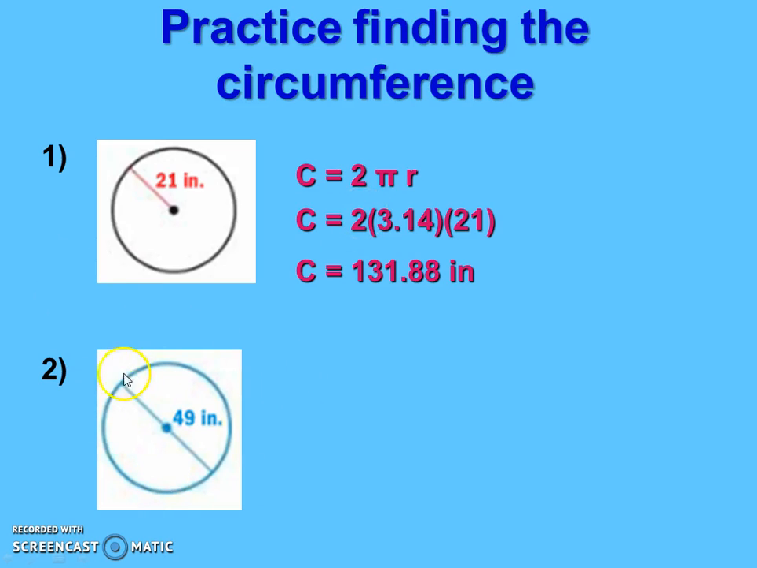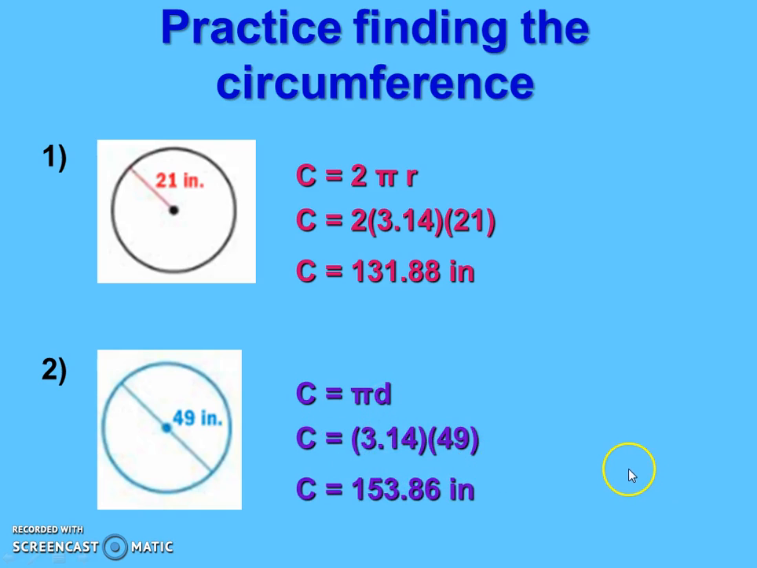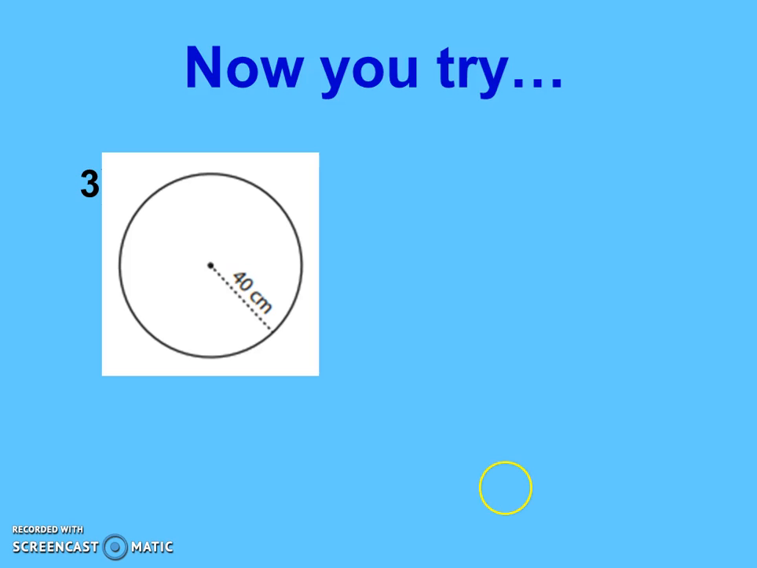Looking at this circle, I see a segment going all the way across the circle through the center, and so that is my diameter. So I'm going to pick the formula C is equal to pi times d. I'm going to plug in 3.14 for pi and then 49 for the diameter, and that's going to multiply together to give me a total of 153.86 inches. Okay, notice that our units for both of these are just regular units because it's like finding the perimeter of a shape.